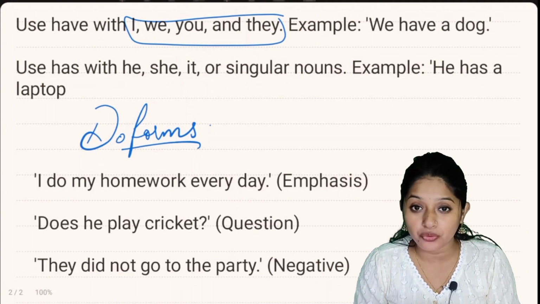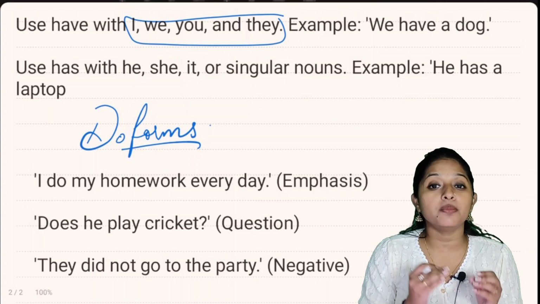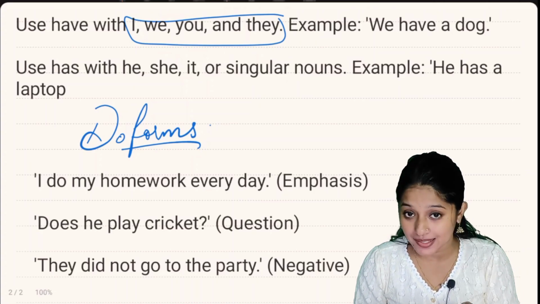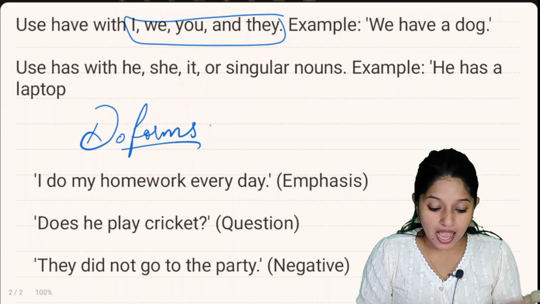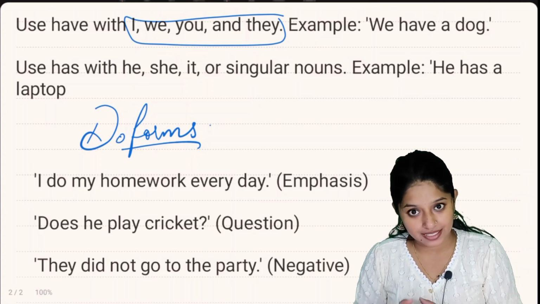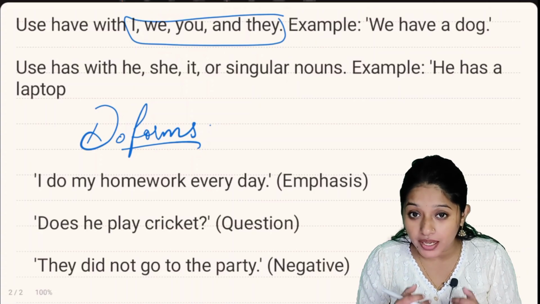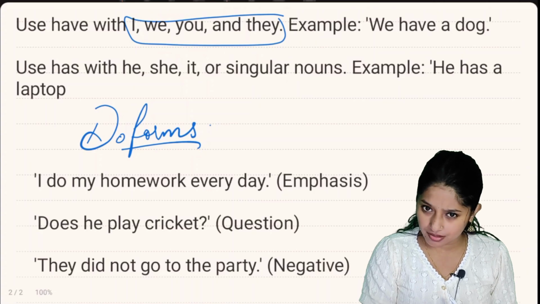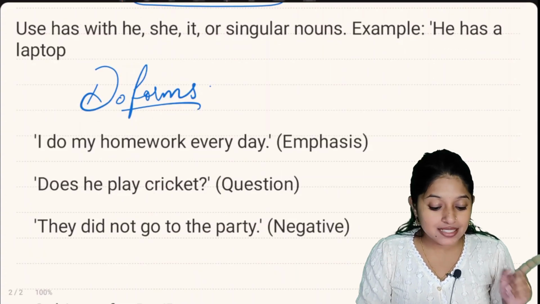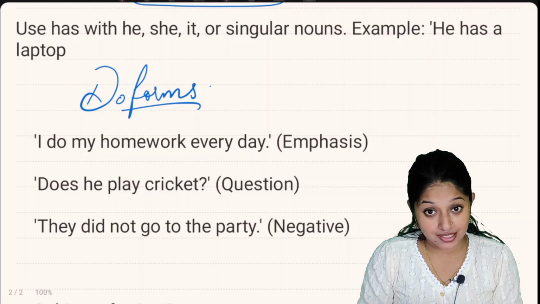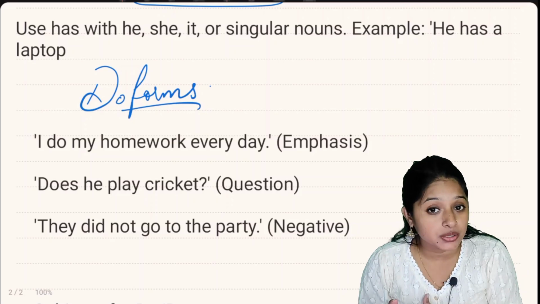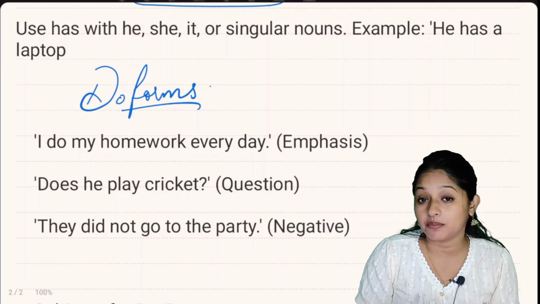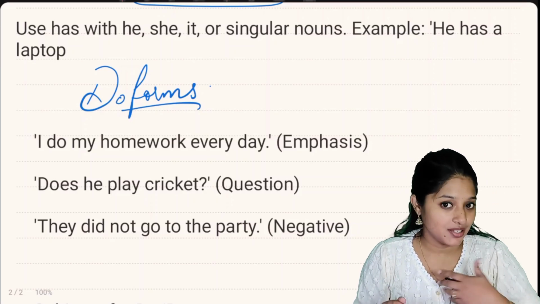Next is do forms. We use do forms to make questions, to make negatives, as well as to emphasize something. Let's see some examples. I do my homework every day. It's an emphasis. I do my homework every day. Second, does he play cricket? It's a question. Does he play cricket? They did not go to the party. It's a negative.